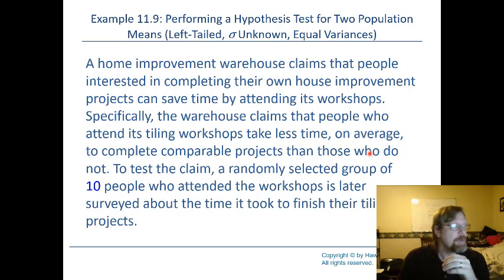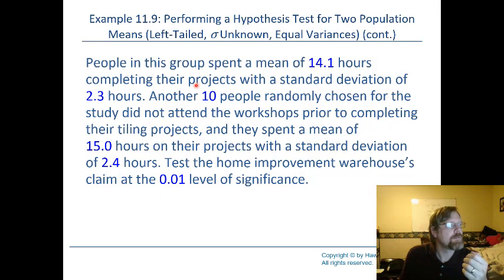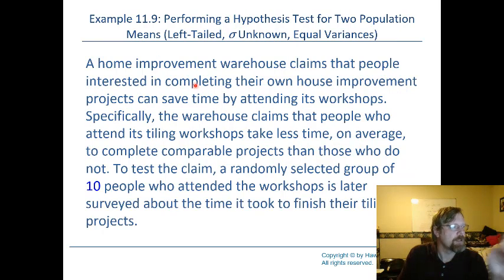So they claim that people attending the tiling workshops take less time on average to complete a project than those who don't. To test the claim, they randomly selected a group of 10 people who attended the workshop and surveyed them about the time it took to finish their tiling projects. So our total sample size is 10. Sorry, this is one group. People who attended, 10. This is probably going to be population 1.